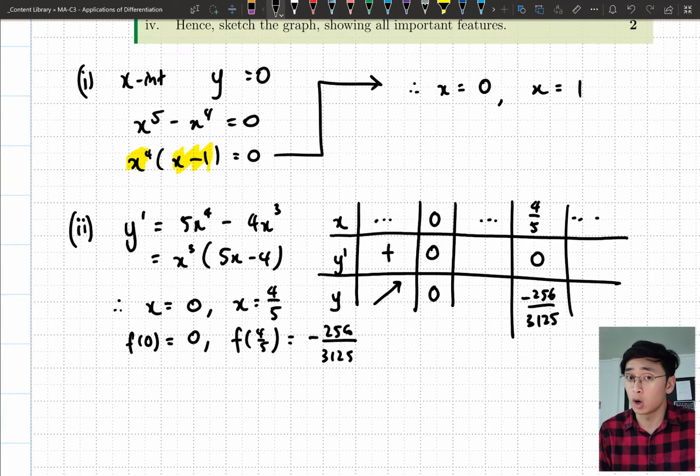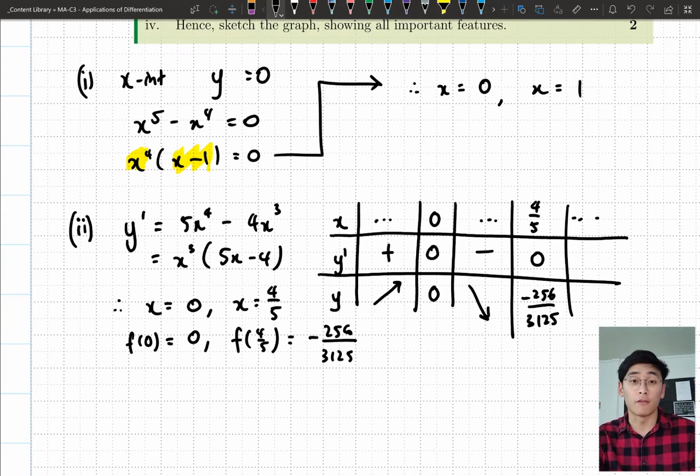Let's pick a number between 0 and 4 over 5. A nice and easy number might be 1 over 5. So let's sub in 1 over 5. 1 over 5 to the power 3 gives me 1 over 5, which is positive. And 1 over 5 times 5 minus 4 gives me negative 3. So here I've got positive times a negative, which will give me a negative. So this side, it is a negative. So here, it goes down.